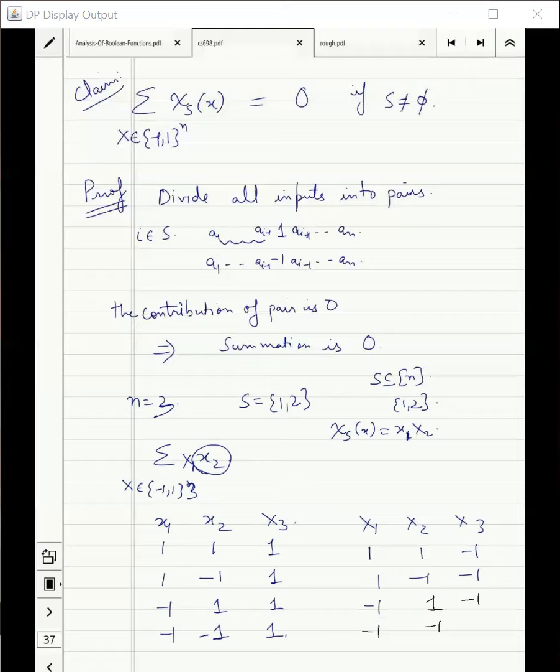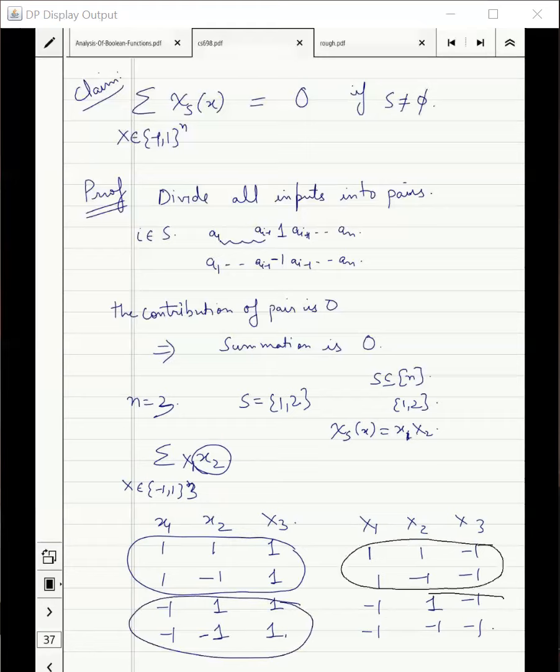What about these two? The x2 bit is flipped. Otherwise, everything is the same. This is how I'm dividing it into pairs. What about the contribution? This input will contribute 1, but this input will contribute minus 1. They will cancel out. So this is clear. The proof of the claim is clear, right? Anyone having trouble with the proof of the claim? No. Good.